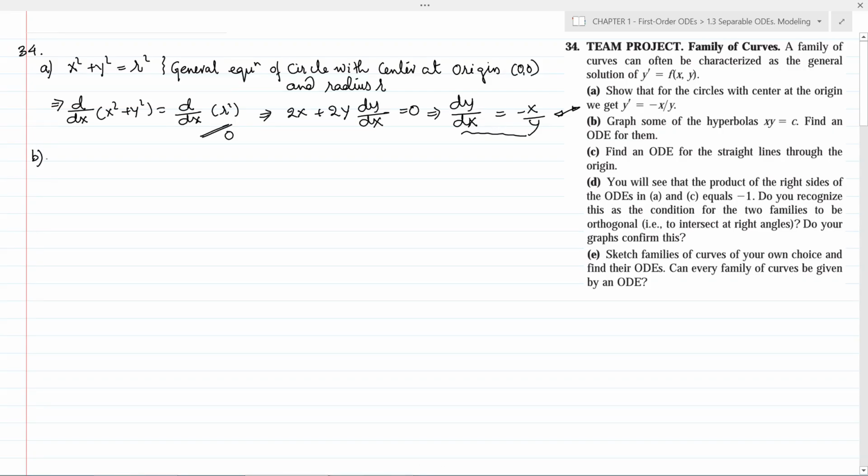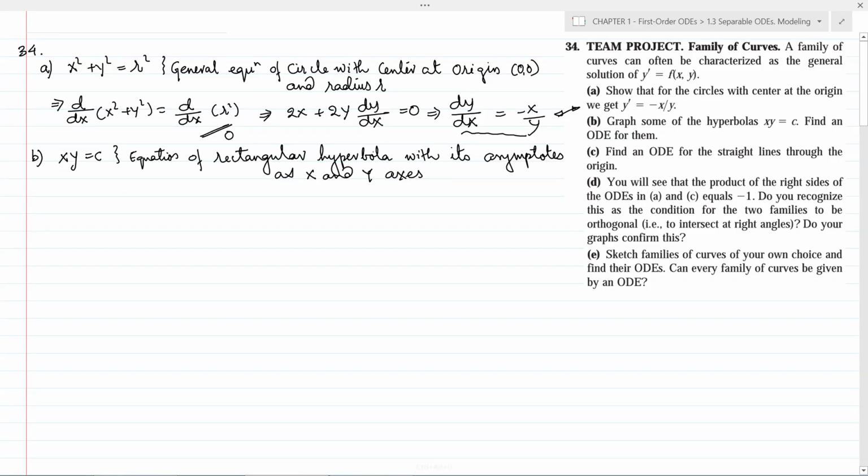Question B. Graph some of the hyperbolas xy equal to c. Find an ODE for them. Now, the given equation is xy equal to c. This is the general equation of a rectangular hyperbola with its asymptotes as x and y axis. A rectangular hyperbola is a hyperbola whose asymptotes are perpendicular to each other. Now, we have already told that its asymptotes are x and y axis, and x and y axis are perpendicular to each other. So, this is an equation of a rectangular hyperbola with asymptotes as x and y axis.